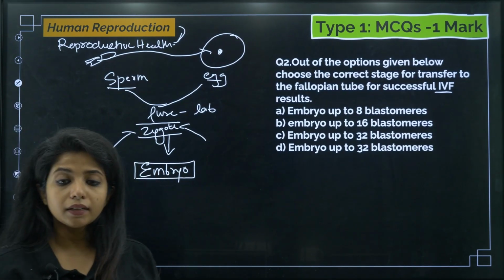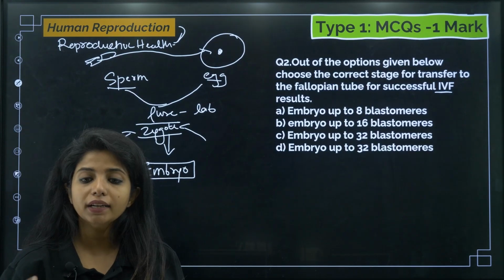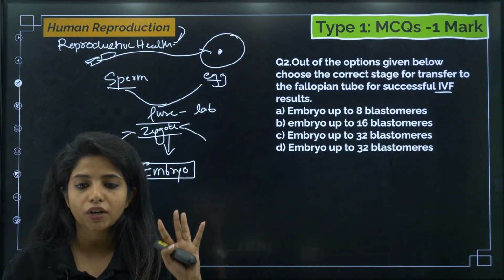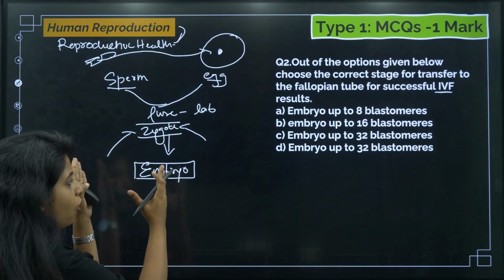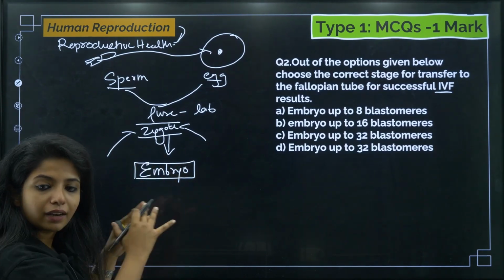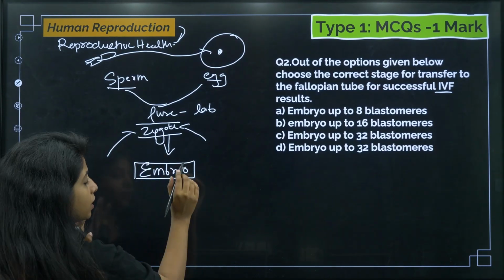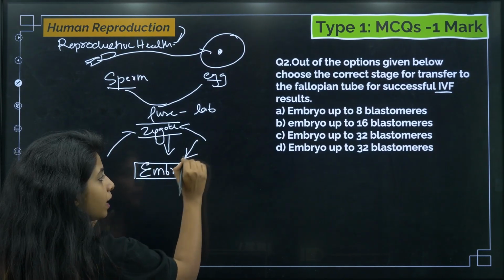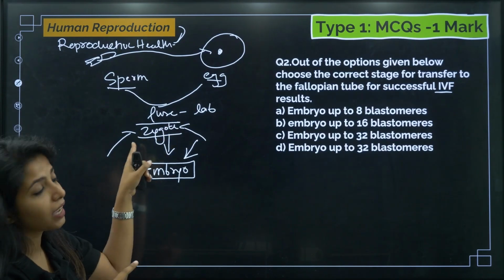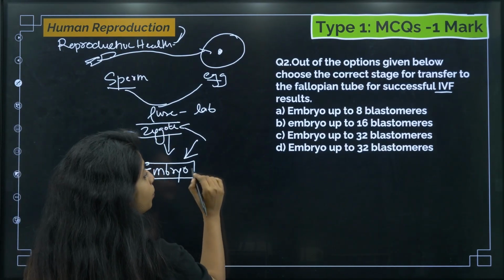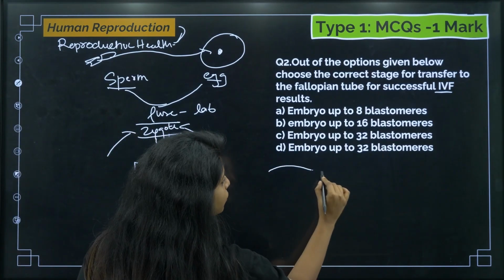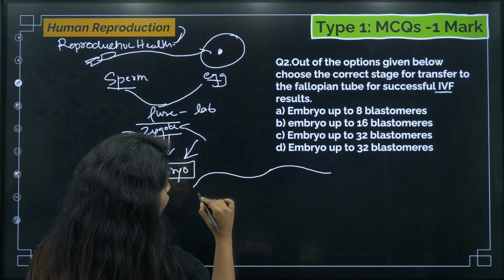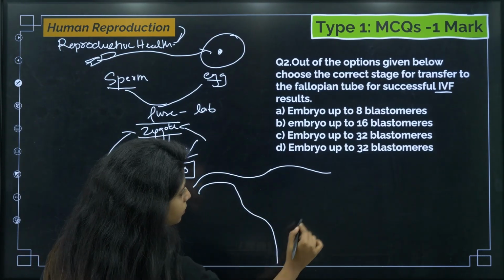But since the embryo divides, I cannot insert the embryo at whatever stage I want. Obviously, I cannot make the fetus in the lab itself. In the case of IVF, what do you do? You make the embryo in the lab, or you make the zygote in the lab. Then later, you put it inside the fallopian tube of the female. So, you remember the fallopian tube?